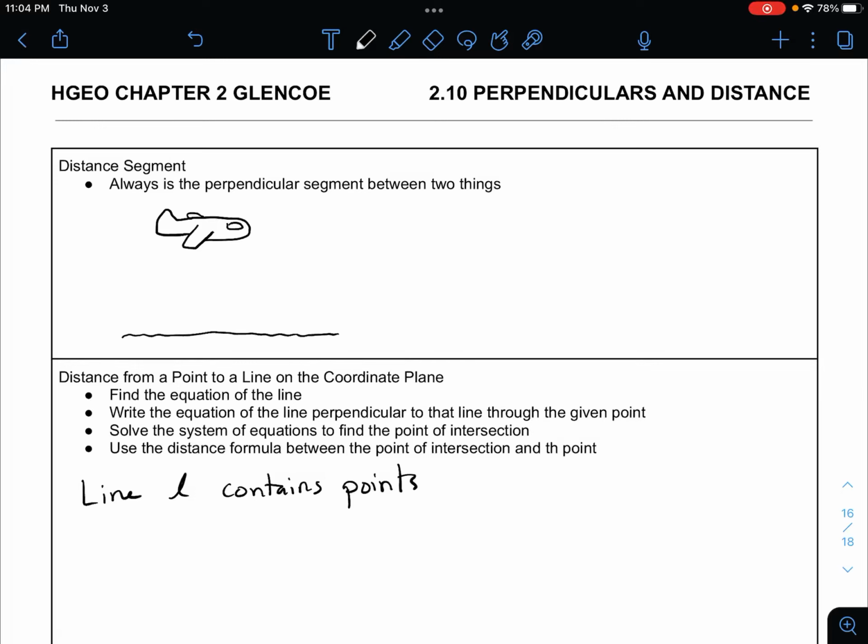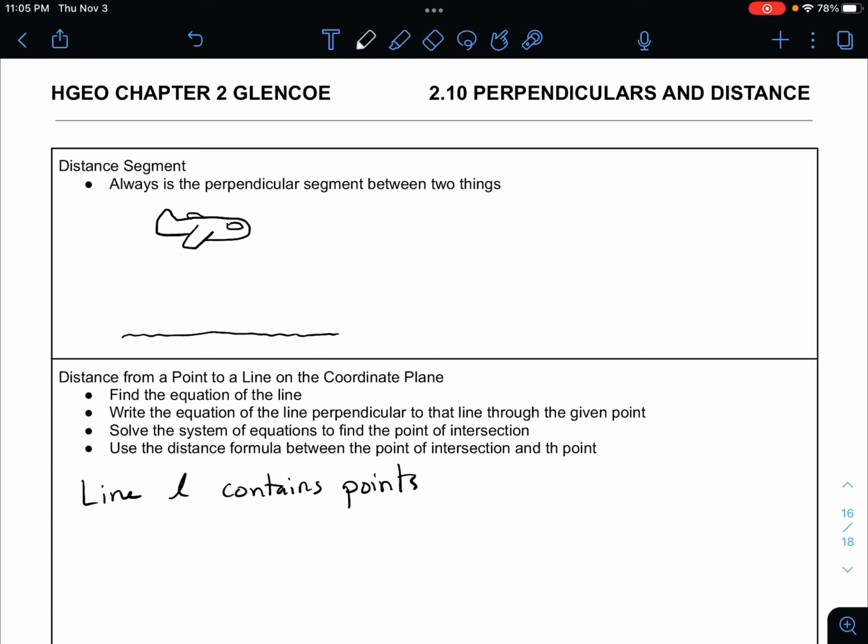All right, so in 2.10, we are talking about perpendiculars and distance. When we talk about the distance segment, it is basically the distance from a point to a line, or the distance between two parallel lines, okay? Bottom line, when I measure the distance from a point to a line, imagine you're standing in a room, trying to find the distance from you to a wall. I measure straight towards that wall, right?